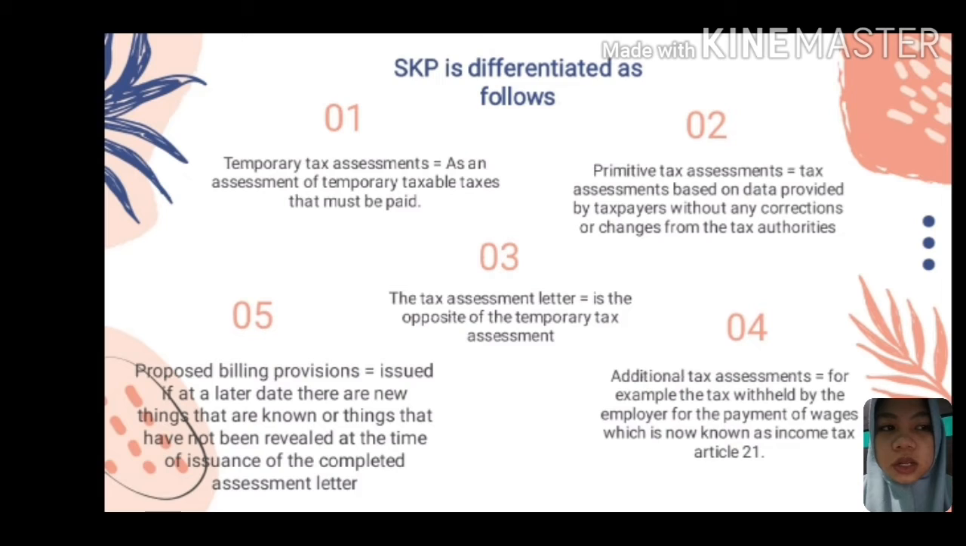Fourth, additional tax assessment, for example, tax withheld by the employer for the payment of wages, which is known as Income Tax Article 21. And the fifth, proposed billing provision, issued if later there are new things that become known or things that have not been revealed at the time of issuance of the complete assessment letter.